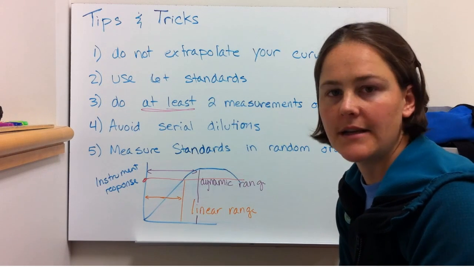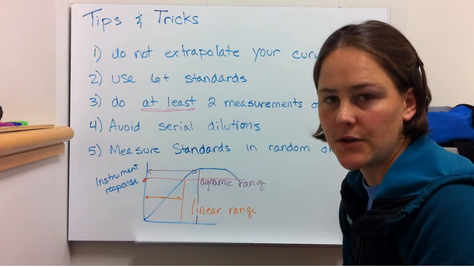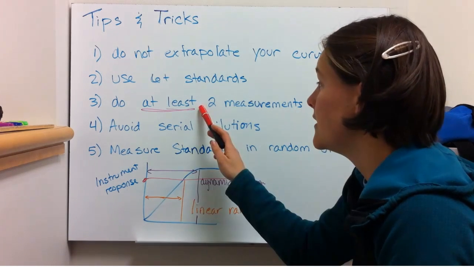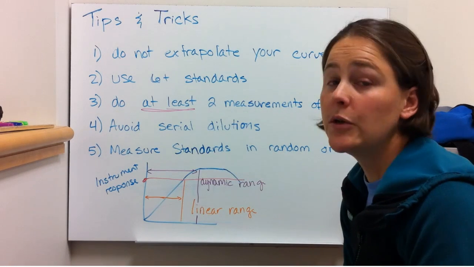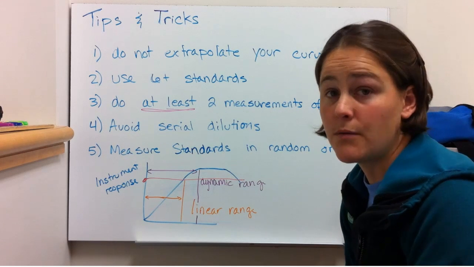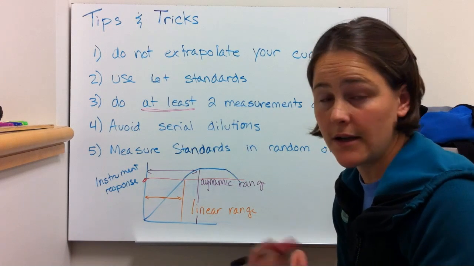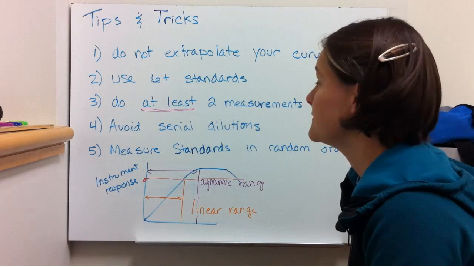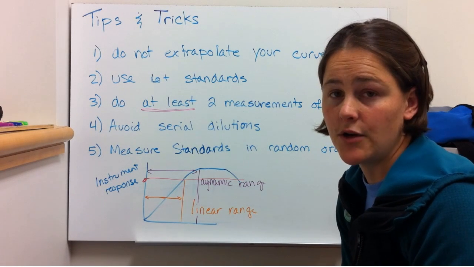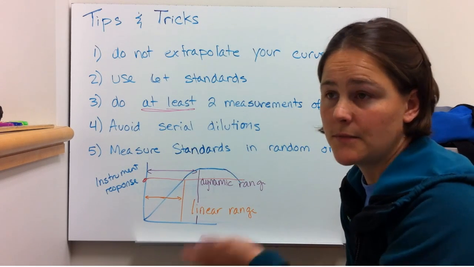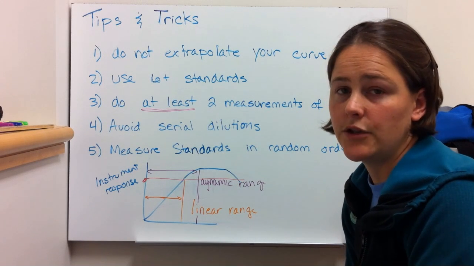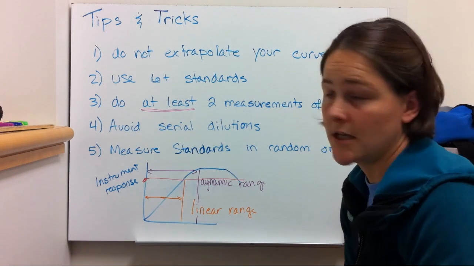The next thing is that you want to use at least 6 standards in order to have good statistics and be really confident that nothing's wrong with any of the points on your calibration curve. You want to do at least 2 measurements of each unknown, and it would be preferable to do 3 or more, because if you have 3, then you can calculate a standard deviation. Avoid serial dilutions. If something's wrong with your stock solution, and you use that to perpetuate and make all of the subsequent serial dilutions, that's going to be a problem.